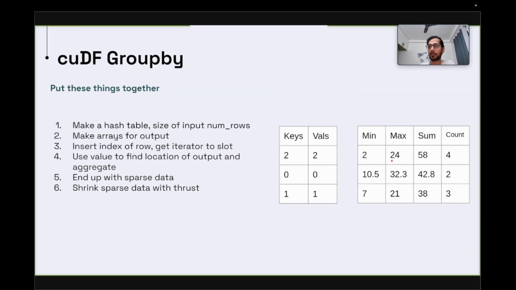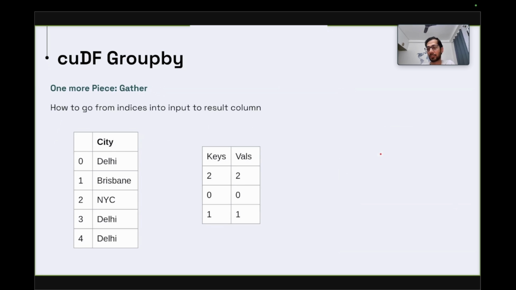And then you also use the same kind of shrinking on the aggregate values. Now you have another problem. We have all the aggregate values for all the unique keys, but they are all in a different order. Now we need to also return the keys that correspond to the aggregate values. And for that, we need a gather operation.